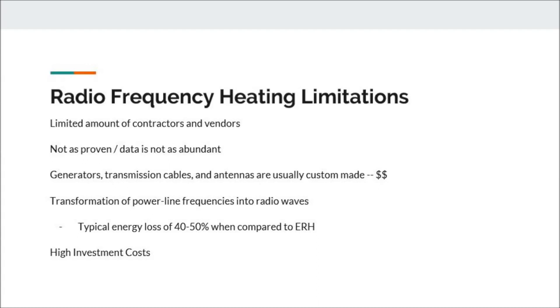Another limitation of the radio frequency heating thermal treatment method is the transformation of the power line frequency in the transmission cables, which is typically 50 to 60 hertz. That transition from the power line frequencies into radio waves often leads to an energy loss of 40 to 50% when compared to a system like electrical resistance heating.